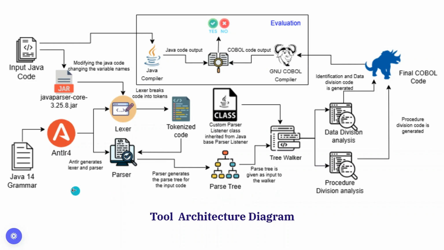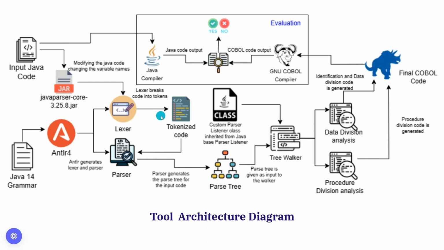Now, coming to the architecture of the tool, we use Java for coding the tool. We used ANTLR 4 for generating the parser and lexer. We used JavaParser.g4 and JavaLexer.g4 for generating these parser and lexer. The working of the tool is as follows. Firstly, the input Java code will be given to a tool called JavaParser, which modifies the Java code by changing the variable names. This is to avoid the naming conflicts that occur within the methods in the given input Java code. Now, this modified Java code will be given as input to the lexer.